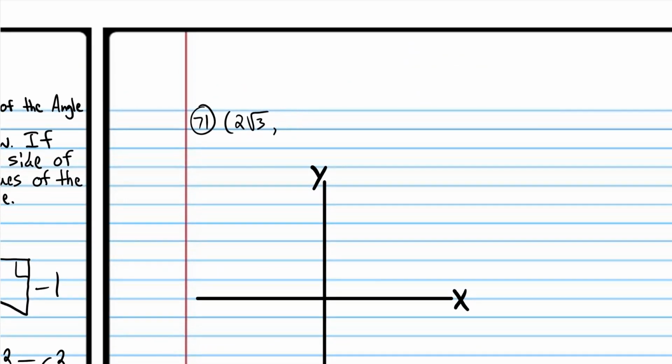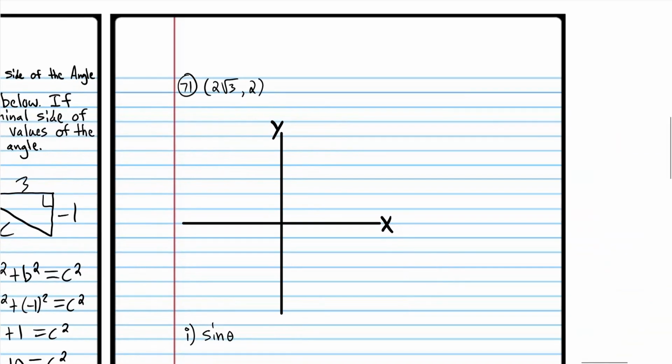These values here are somewhat familiar. We'll count out 2√3, and 2 is going to be a little shorter than 2√3. So let's say that's 2√3. Let's go out a little farther. So that's 2√3, and then 2 might be like so. It doesn't have to be perfect.